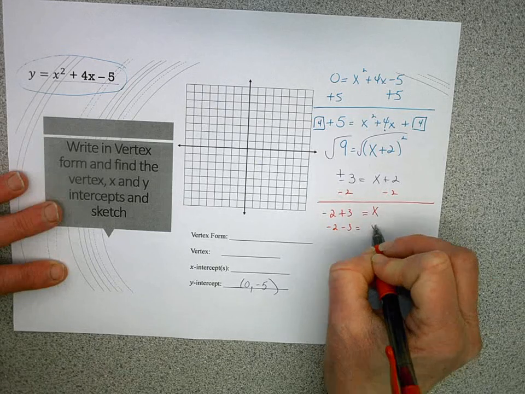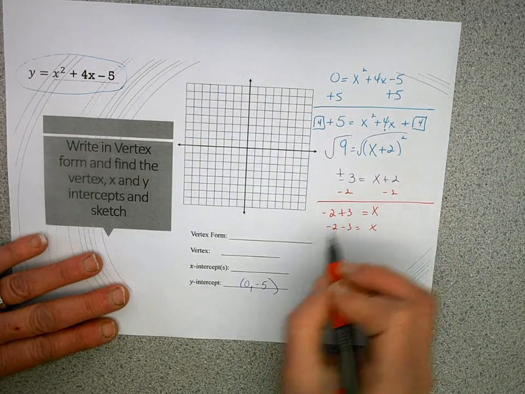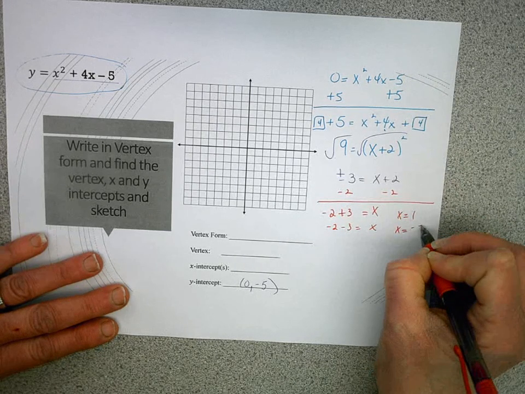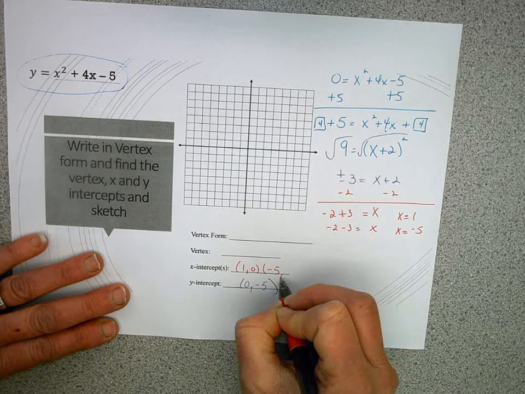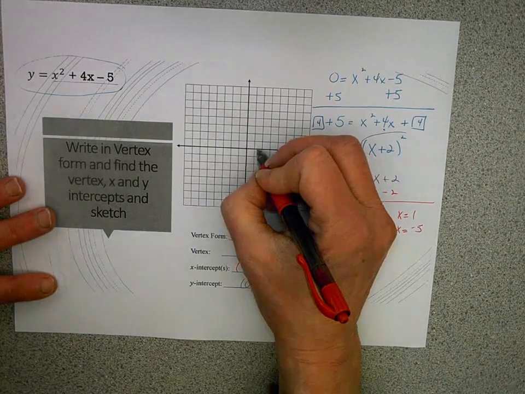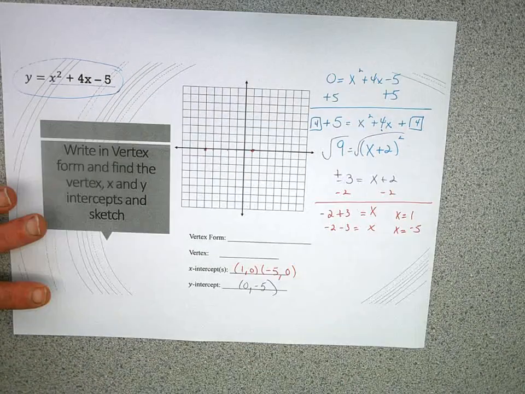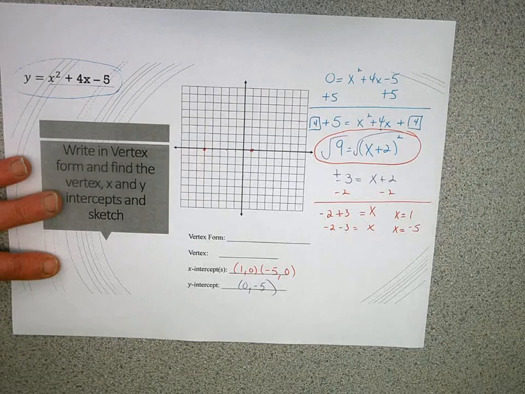Oh, I didn't even write it in vertex form. We'll go back, sorry. So your x-intercepts would be x equals 1 and x equals -5. Sorry, I totally skipped that part. Got way too busy. Okay, now let me go back there. I need to go there and write that in vertex form.